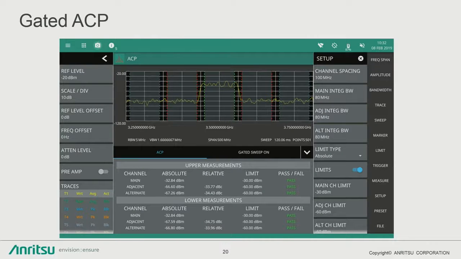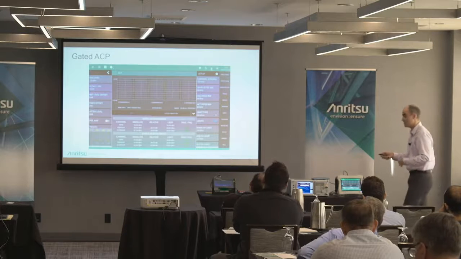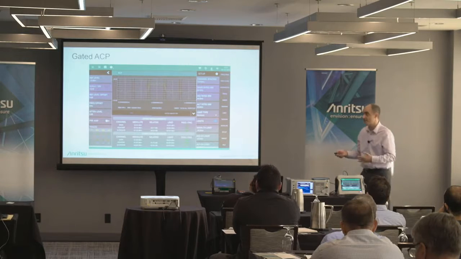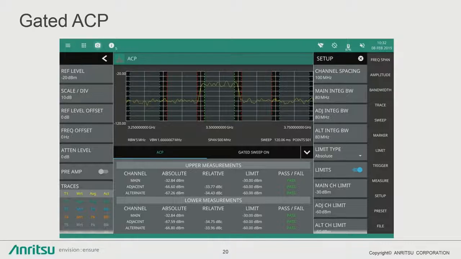Adjacent channel power. So I want to see how much leakage I have in adjacent channels only when that transmitter is on. If you've done an adjacent channel power measurement before in an FDD world, that transmitter is always on. You don't care about gated sweep, and you just go to adjacent channel power. But in this case, we have to gate it, and then we have to set up what those adjacent channels are.